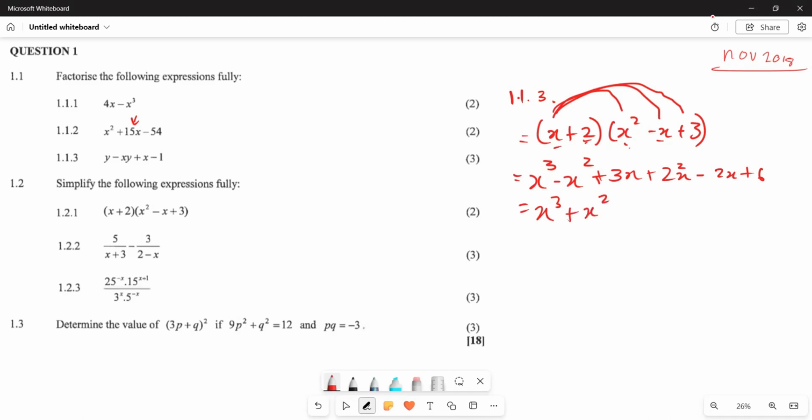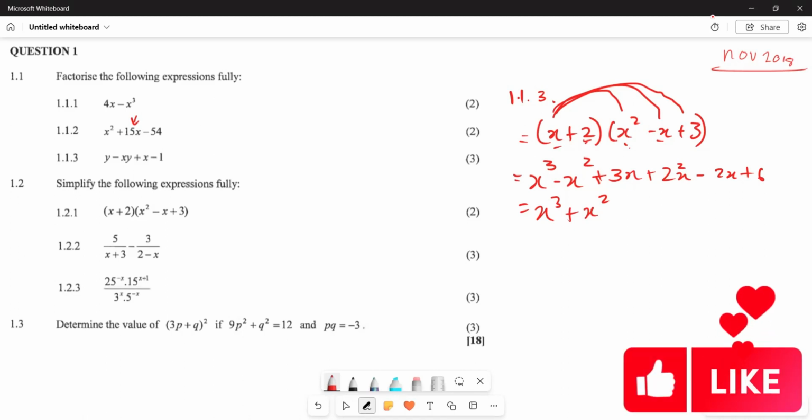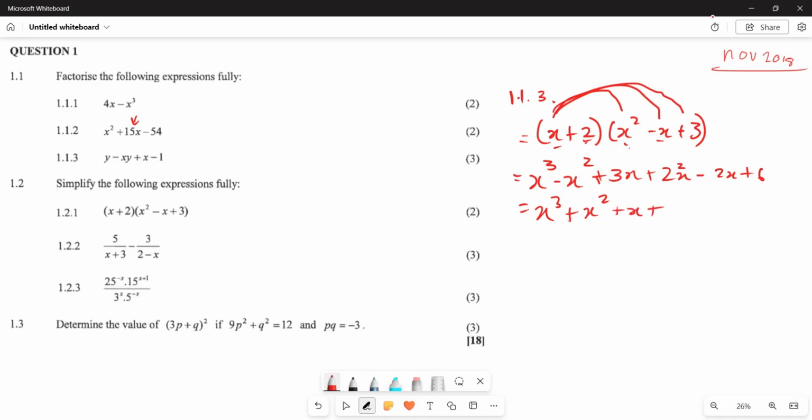And now from there again, what else are you going to have? If you are having this 3x subtract 2x, 3x subtract 2x again is going to give you a positive x. And then the last one, you're going to have what? Simply the 6 altogether. So basically, that is going to be your 1.2.1, right? So basically, this is going to be how you are solving this type of equation, right?